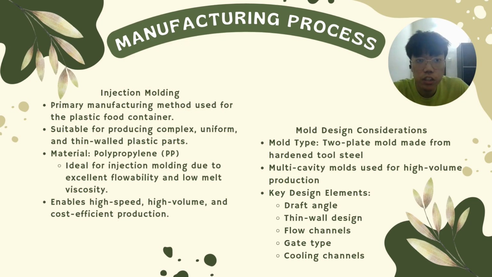For the manufacturing process of this container, the process used is injection molding. It is the primary manufacturing method used for the plastic food container. It is suitable for producing complex, uniform, and thin wall plastic parts. As the material is polypropylene, it is ideal for injection molding due to excellent flowability and low melt viscosity. It enables high speed, high volume, and cost efficient production.